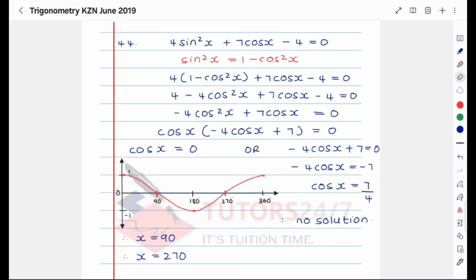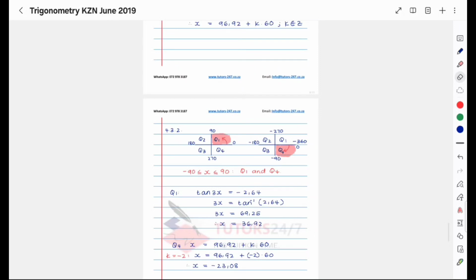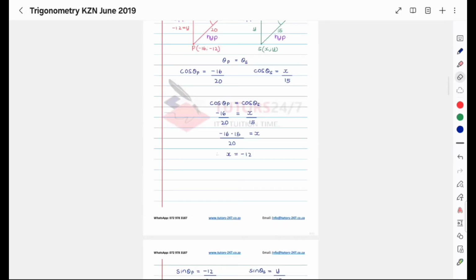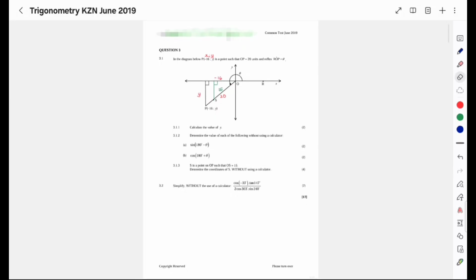That is question 4.4. And that is the last trigonometry question from this KZN June 2019 exam paper. I believe after this would be trig graphs and 2- and 3-dimensional trig within this paper, if I'm not mistaken.